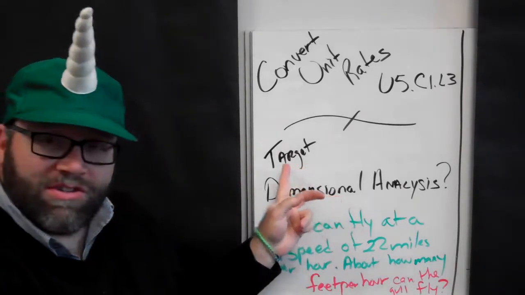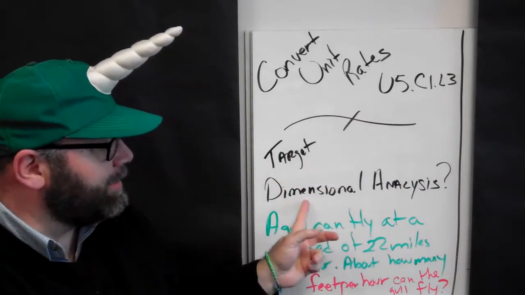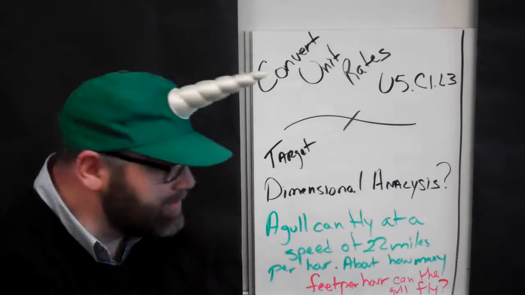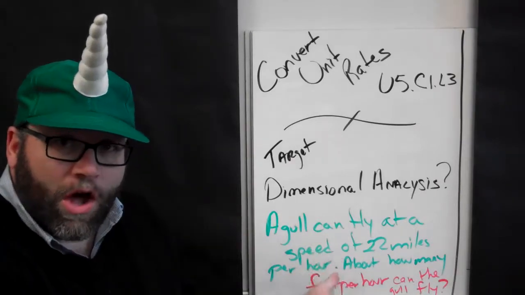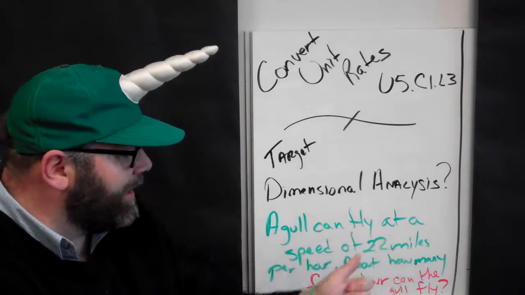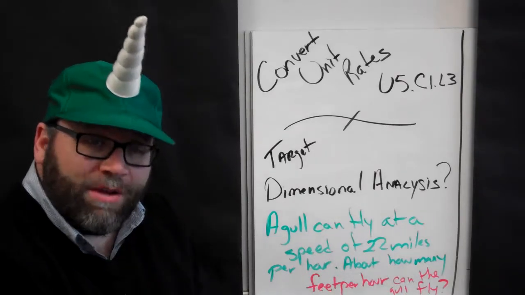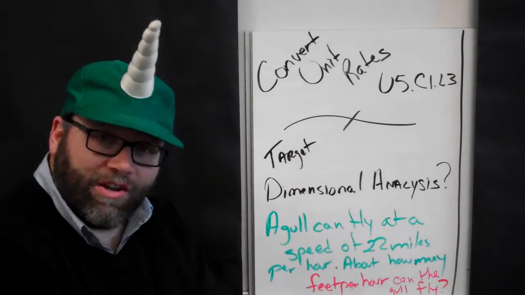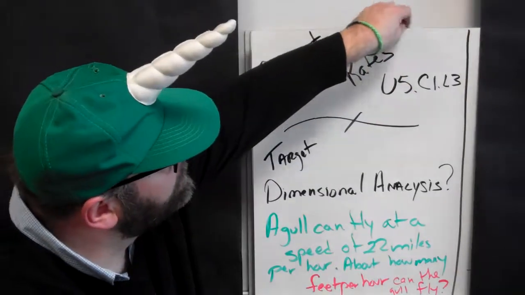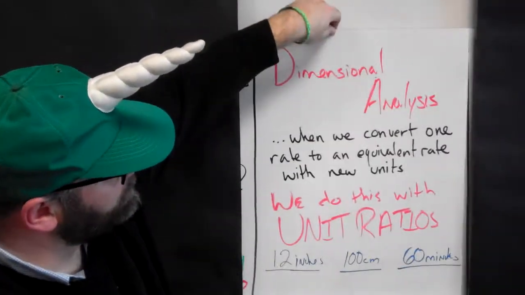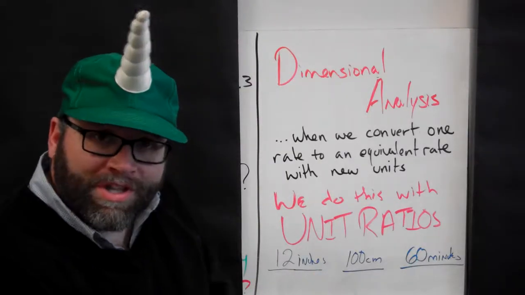So by the end of this, let's hit our target. We're going to be able to define what dimensional analysis is, and then we'll be able to solve a problem like this. A gull can fly at a speed of 22 miles per hour. About how many feet per hour can that gull fly? What in the world is dimensional analysis?